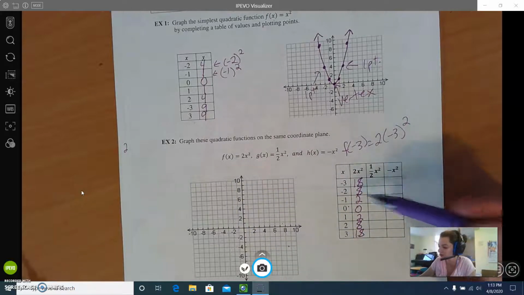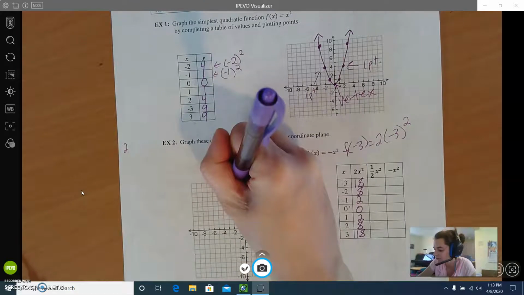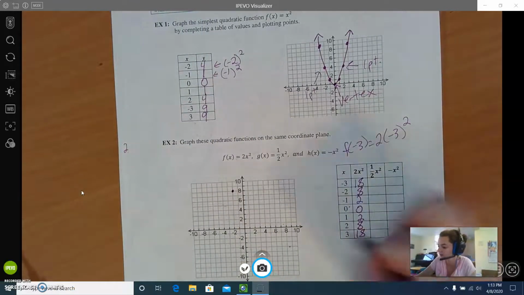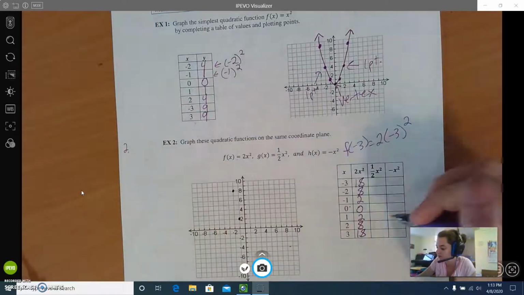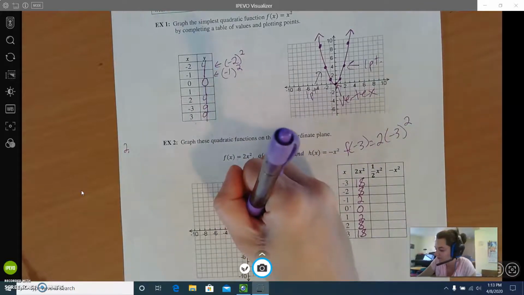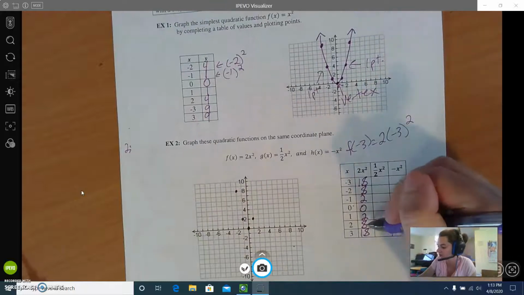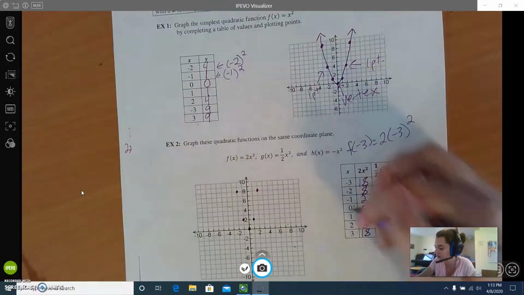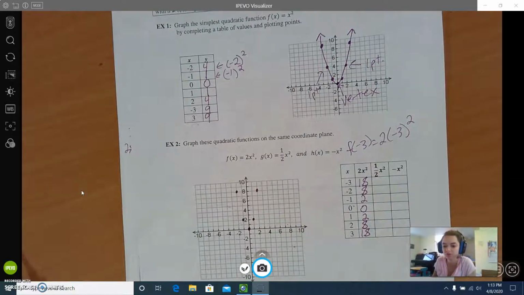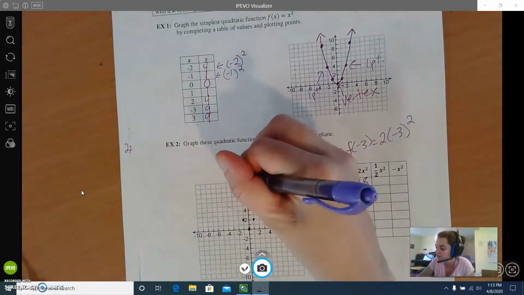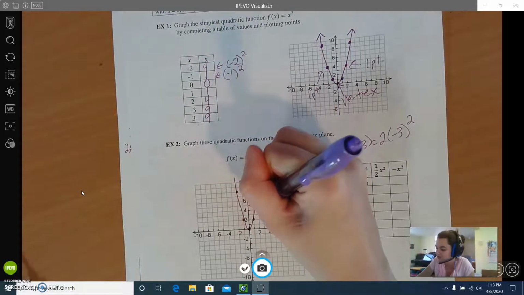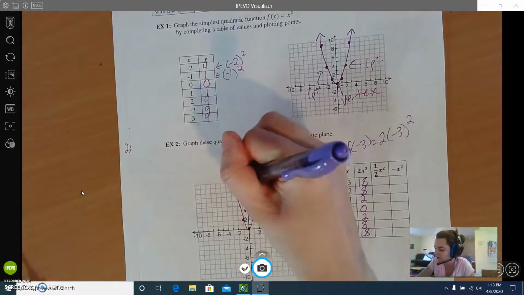But let's start with negative 2, 8. Negative 1, 2. 0, 0. Positive 1, 2. 2, 8. And yet again, 3, 18 is going to be too tall for my graph. And I'll connect the dots to make a nice smooth curve.